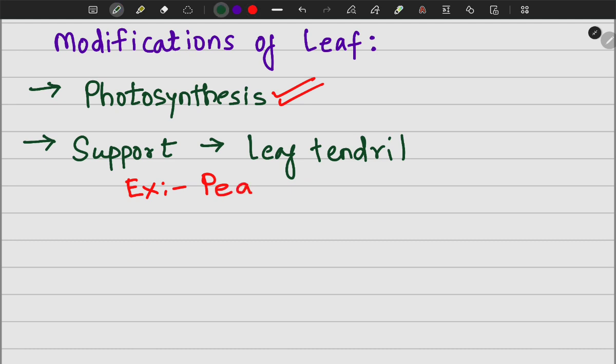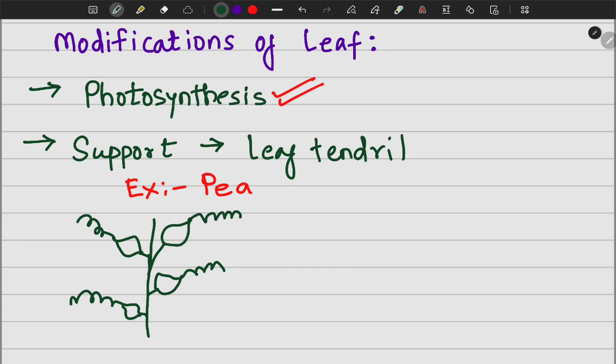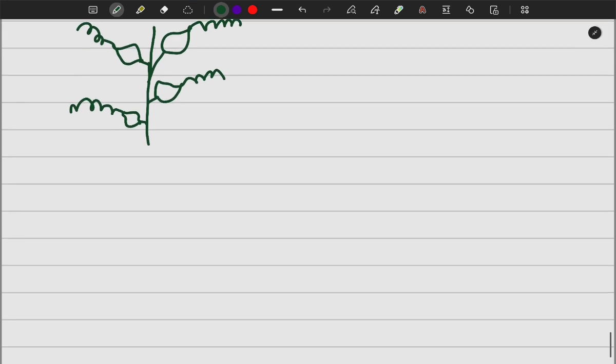So if you look at the pea plant, then it has leaf, and then the leaf is modified further into a tendril, which helps the plant to climb and sort of get an attachment or support for its climbing or standing upright. Alright, so this is a leaf tendril. Now let us see the modification for protection.